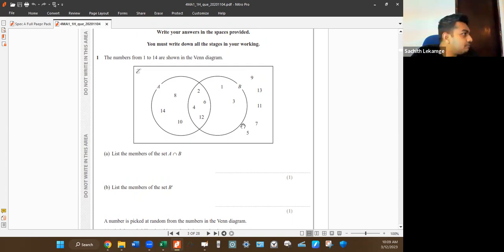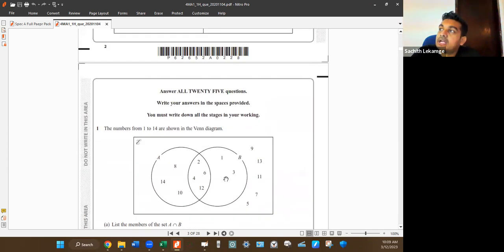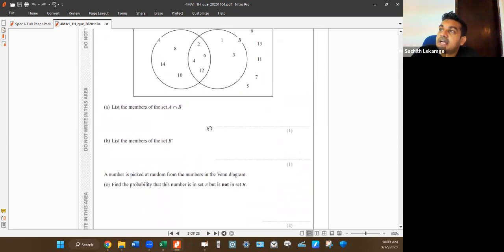Is it clear? B dash, in the set you need to write everything else which is outside B, basically 8, 14, 10, 9, 13, 11, 7, 5. Can you write anything inside this circle? Even can you write 2, 6, 4? No, they are inside B. B dash means that.